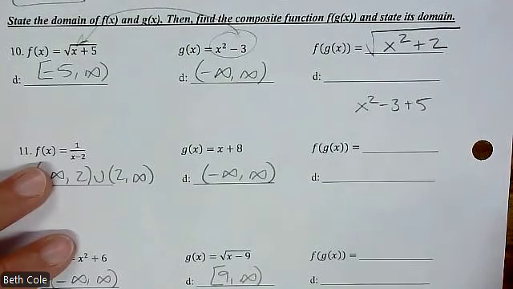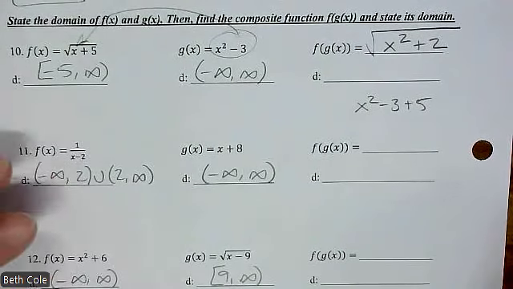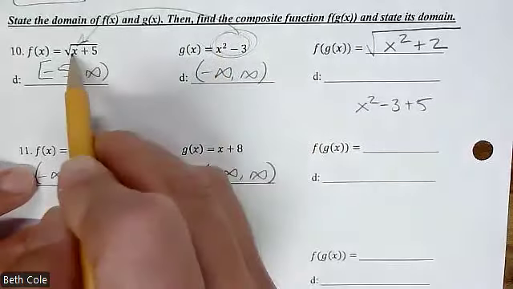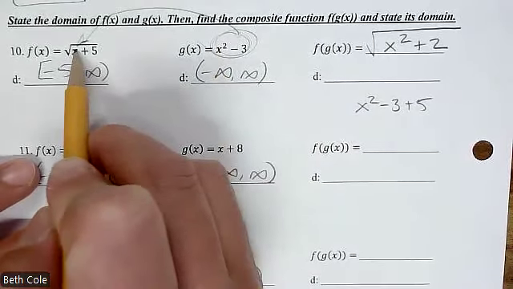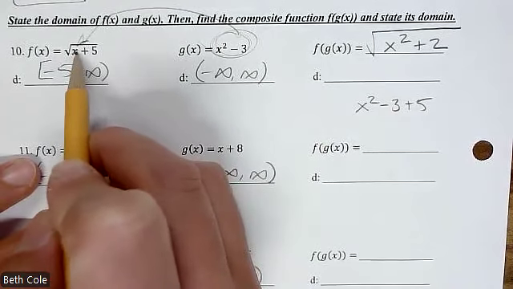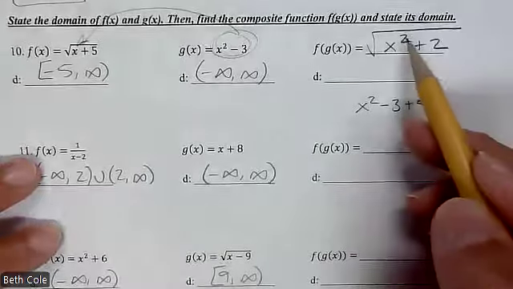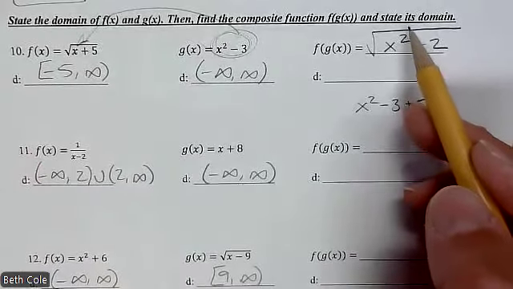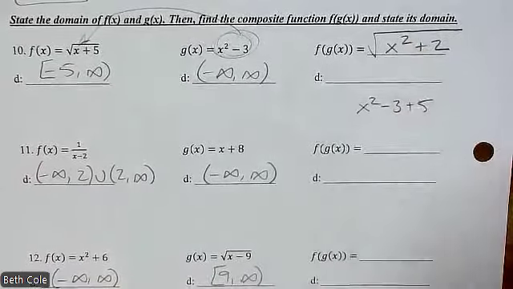Yeah, you plug it in. You're taking this x squared plus 3 and replacing the x over here. So underneath your square root, you have x squared minus 3 plus 5. Now, can you cancel out the squared? No, it's not on the whole thing.